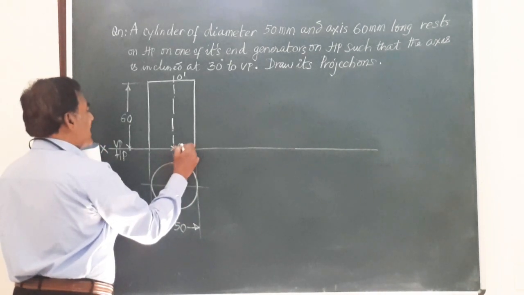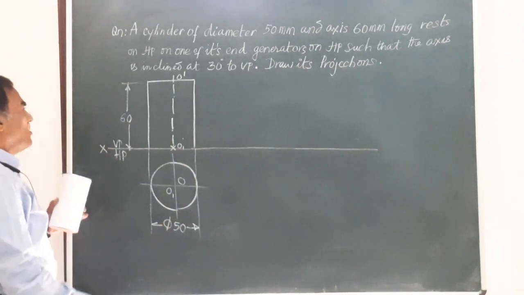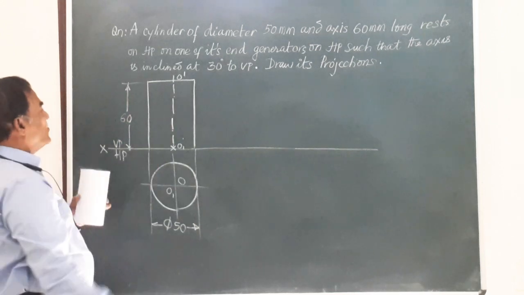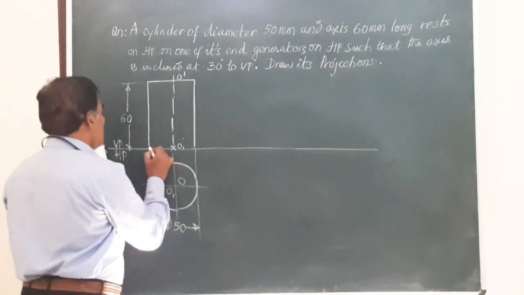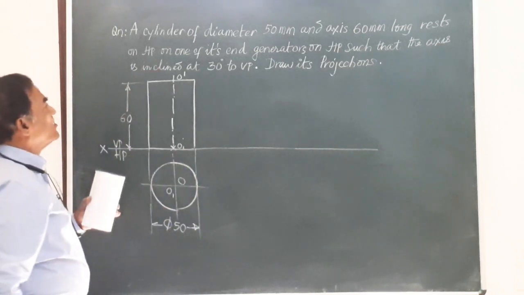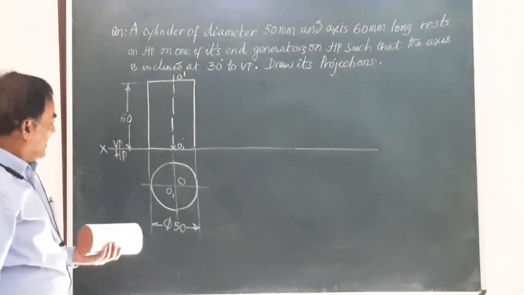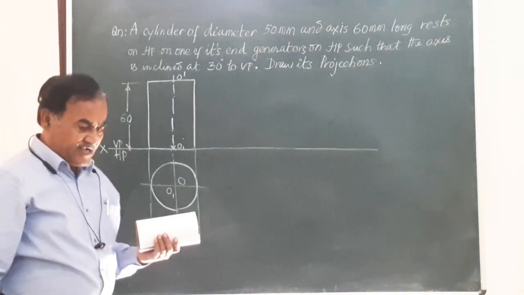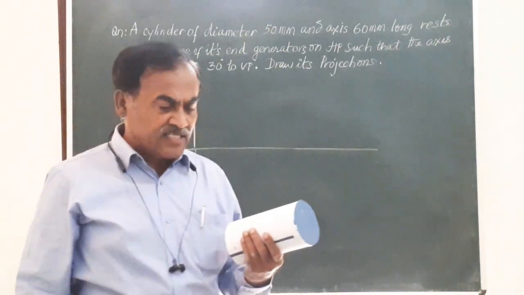This is O1 dash. Now this represents the front view, a rectangle having the width equal to the diameter of the circle and height equal to the height of the axis, or length of the axis. Friends, now you can see in the front view.